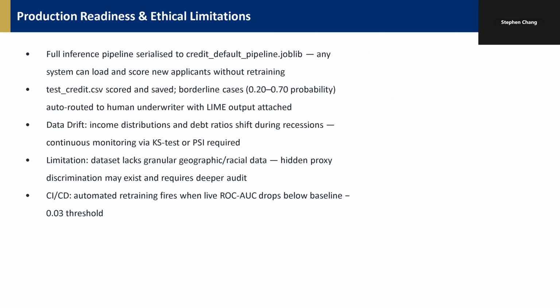Finally, I saved the fully trained model and data cleaning steps into a single file and used it to successfully score our holdout test data. However, ethical deployment requires acknowledging limitations. Our dataset lacks granular geographic and racial demographic data, meaning hidden proxies could exist. Furthermore, the model is vulnerable to data drift. For example, if there was a recession, income distributions would shift. Therefore, this pipeline requires continuous drift monitoring and a human-in-the-loop fallback, ensuring borderline algorithmic rejections are always reviewed by a human who can always understand the real-world context.